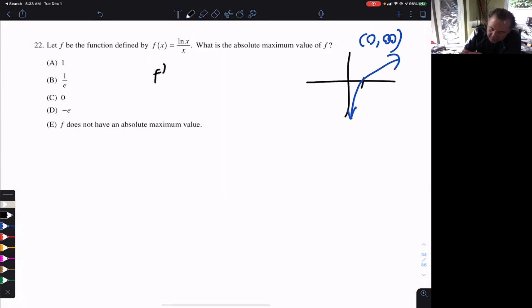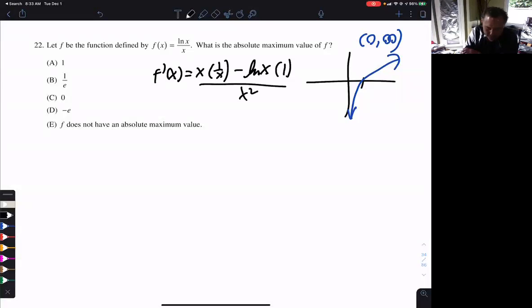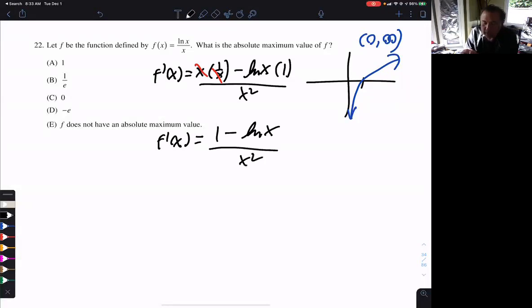So taking the derivative of that function, we have to do low d high. So low d high is 1 over x minus high d low, which is 1 over low squared. And here, those will cancel. And so we have a beautiful derivative of 1 minus ln of x over x squared.